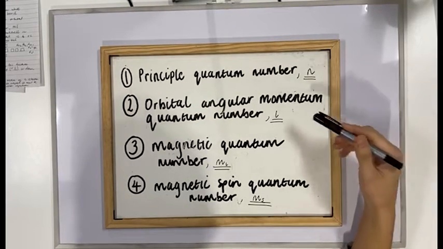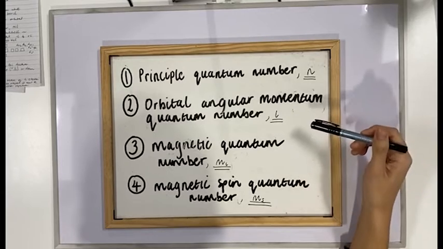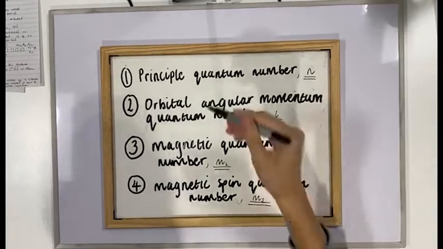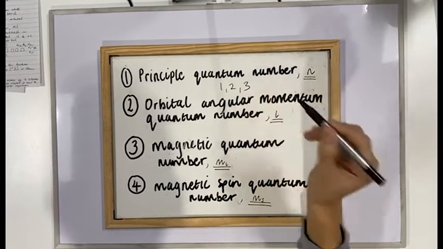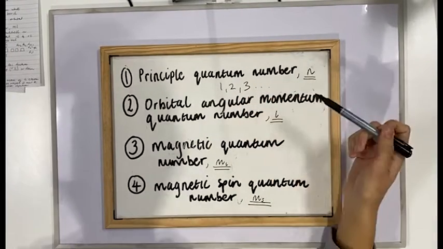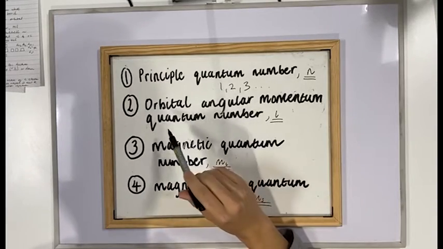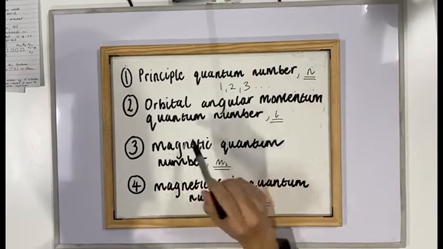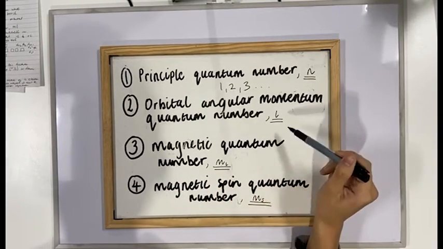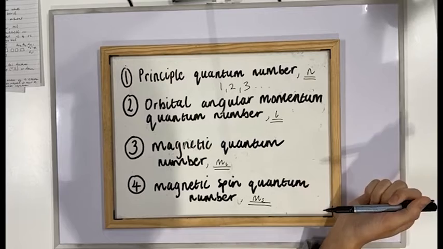The principal quantum number is always a positive integer. Therefore, it's always either 1, 2, or 3, and so on. The second quantum number that you need to know is the orbital angular momentum quantum number, which is L. L describes the shape of the orbital.